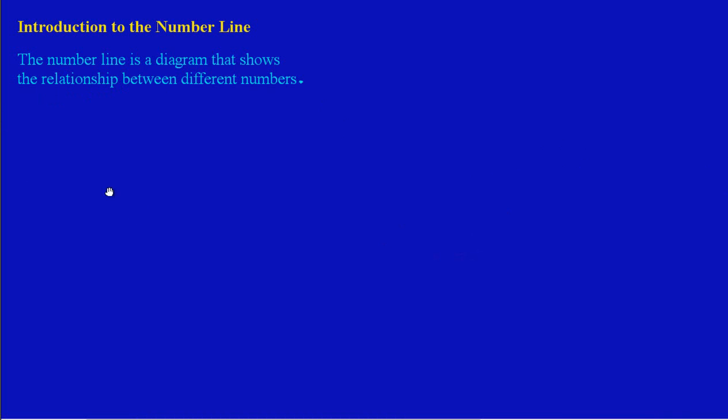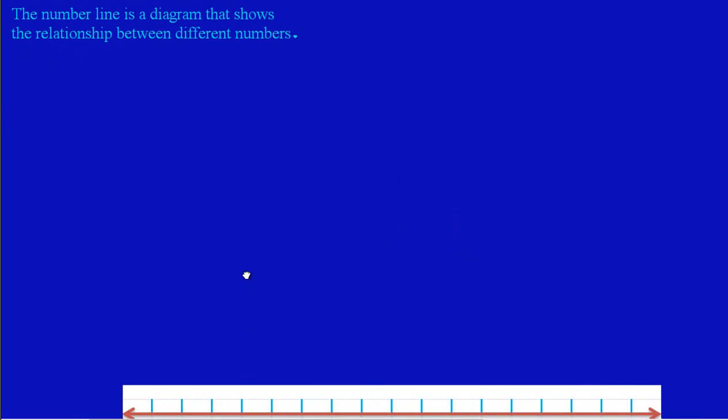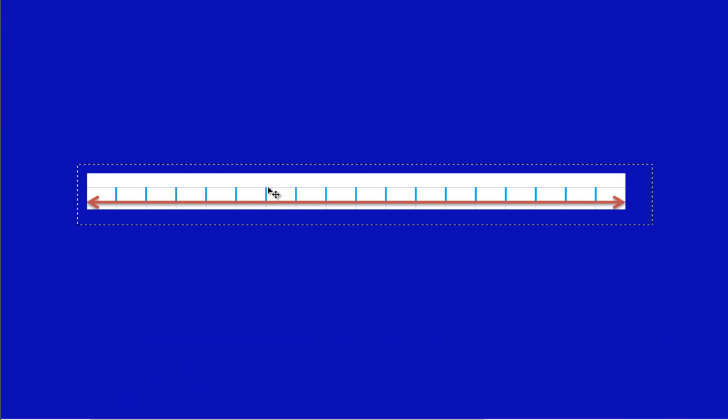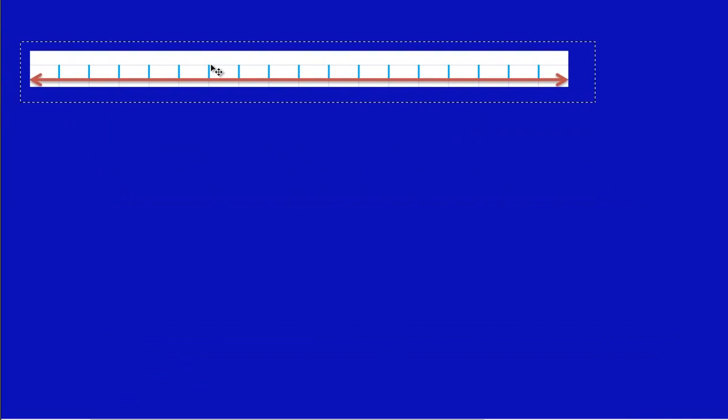Just let me pull up my number line here. Just give me a minute. Let's pull up our number line, and I'm going to show you some very important characteristics of the number line in terms of its names and how we use it, okay? So let me just pull it up a bit here, okay guys?